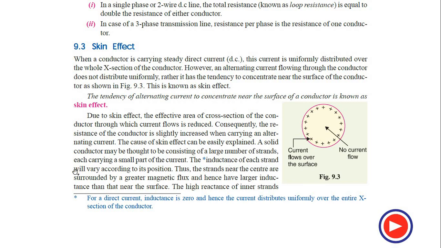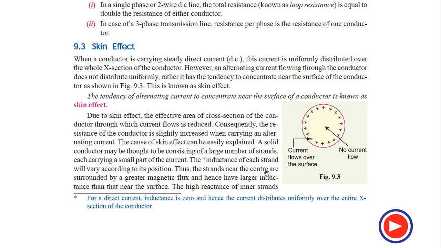The inductance of each strand will vary according to its position. As inductance is reduced, current will increase, and inductance will reduce when the conductor size is less. That's the reason you can see the current carrying capacity is more.